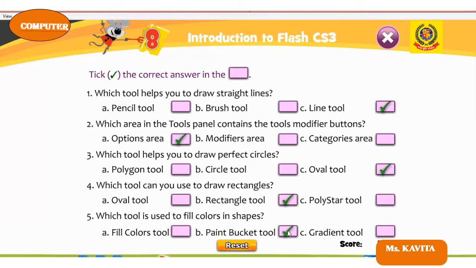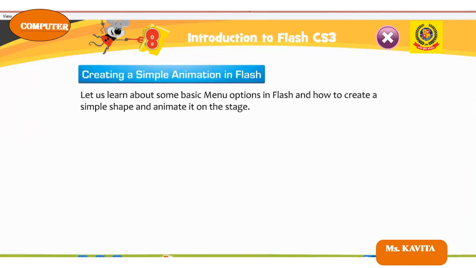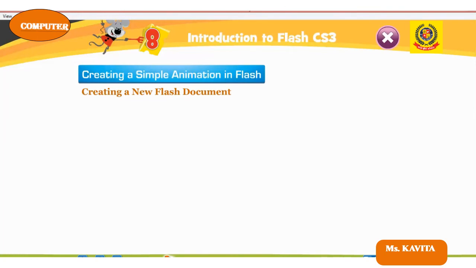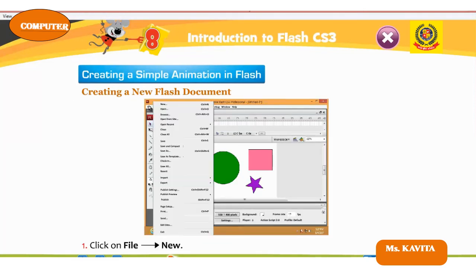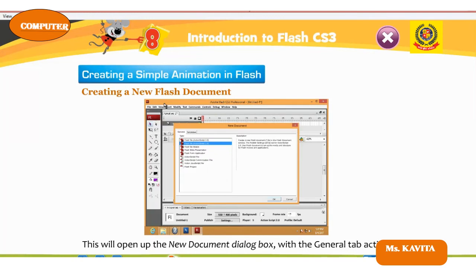So creating a new Flash document. You can use the new option of the file menu to create a blank new document. The steps are: click on file new. This will open up a new document dialog box with a general tab active. Select Flash file, then click on OK button. A new tab containing blank Flash document will appear.